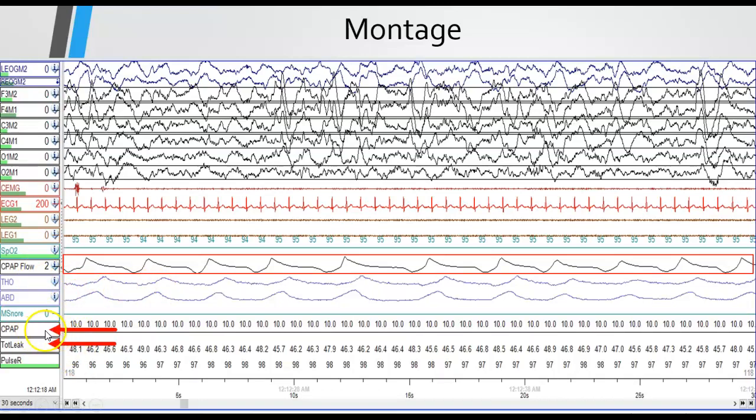You can see that the CPAP pressure is seen here. In this case, it is a CPAP of 10, and then total leak is also measured here. Lastly, you can see the patient's pulse rate as well.